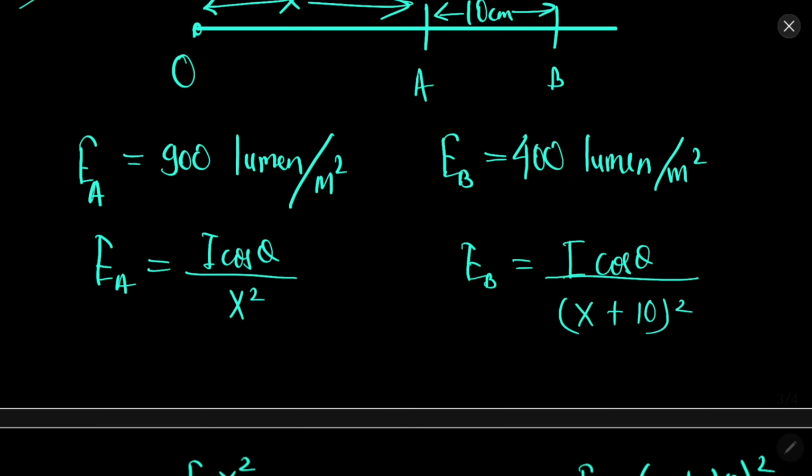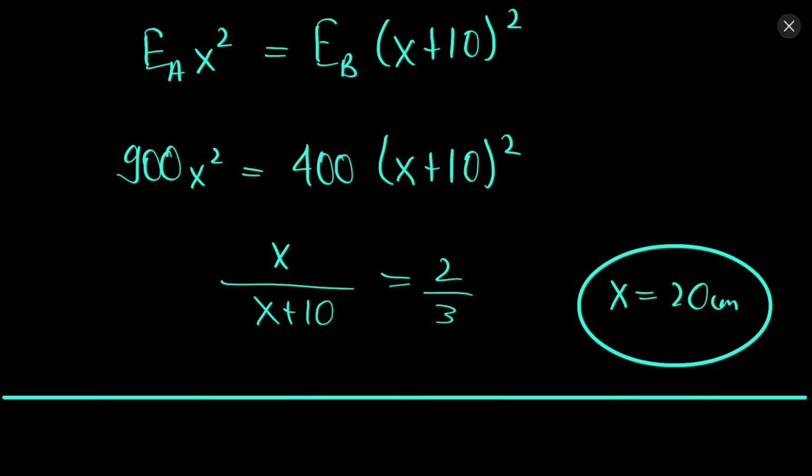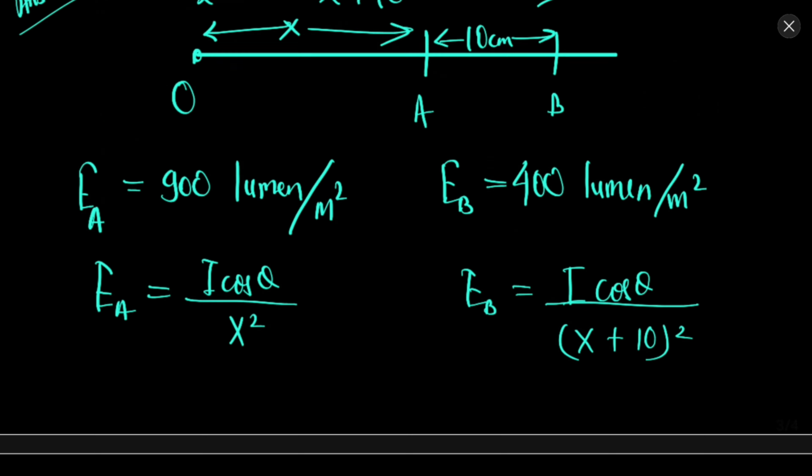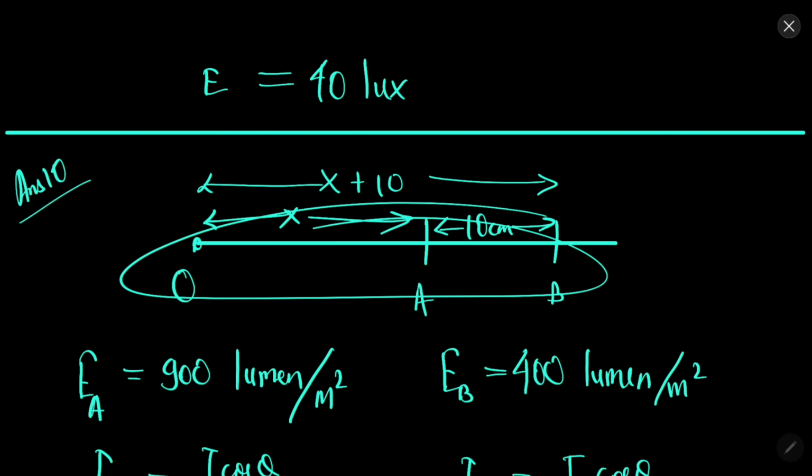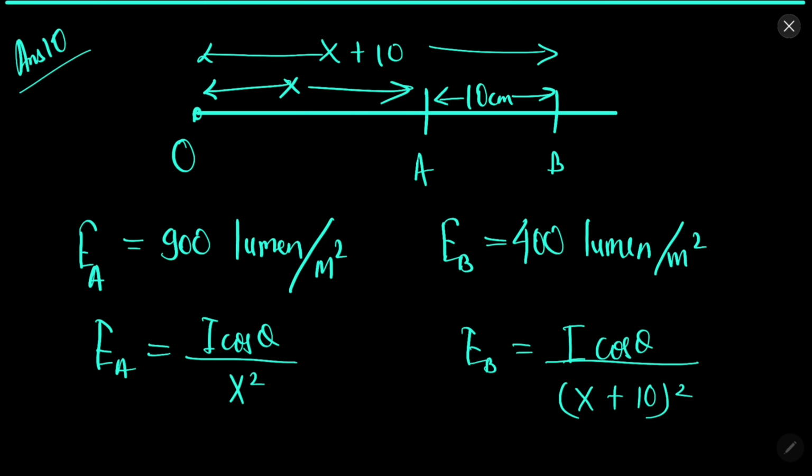B is 20 plus 10, that is 30. So for A only 10, for B 10 plus 20, that is 30.